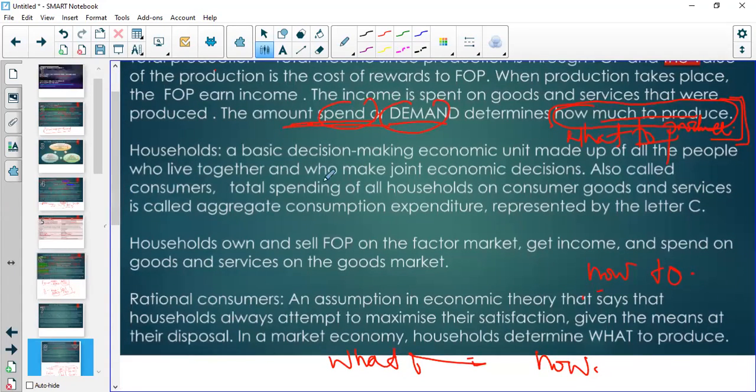So households do the spending. In most cases, households do the most spending, and they are also called consumers. You need to know that households are also called consumers. And when we look at the total spending of all households on consumer goods and services, this is referred to as aggregate consumption expenditure, the total consumption by households. And in economics, it is represented by the letter C, the total aggregate in the economy.